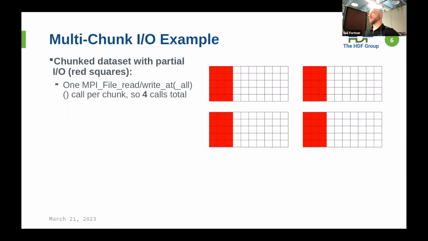So in this case, the library will go chunk by chunk. For the first chunk, it'll look at this and build an MPI data type describing this layout. Because MPI doesn't have the dimensionality, it'll just be three blocks, 3 times element size, then a hole, then another 3 elements, then a hole, and so on. And so it'll call MPI file read or write at all with every process for this chunk. Then it'll move on to the next chunk and do the same thing. So it'll make four calls to MPI total.